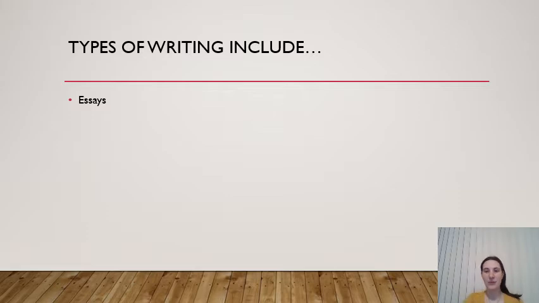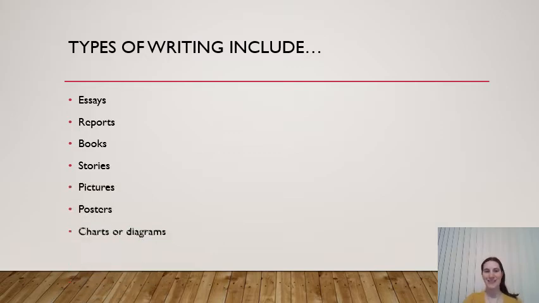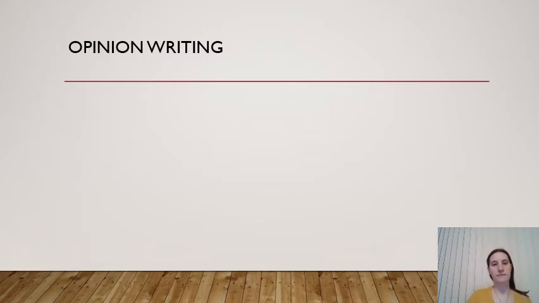Types of writing include essays, reports, books, stories, pictures, posters, charts or diagrams, and letters. These are types of writing. These are types of texts you can write. So we're going to dive a little bit more into some of those types of texts, and we're going to sort of classify or sort them.